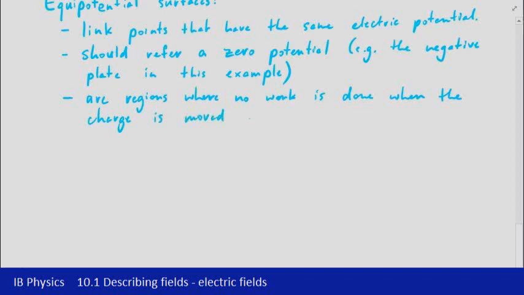And as I said, the second point is that those equipotential surfaces are at 90 degrees to field lines. So they're always going to be perpendicular to the field lines.